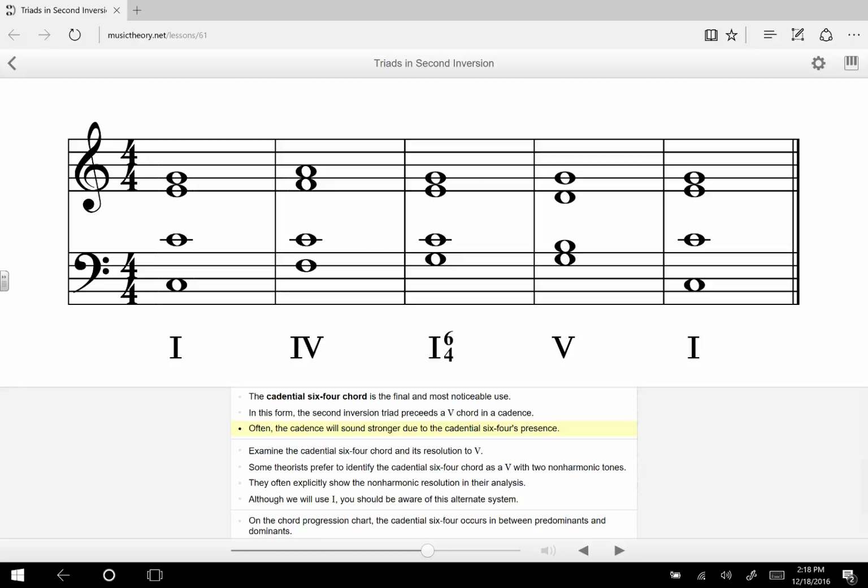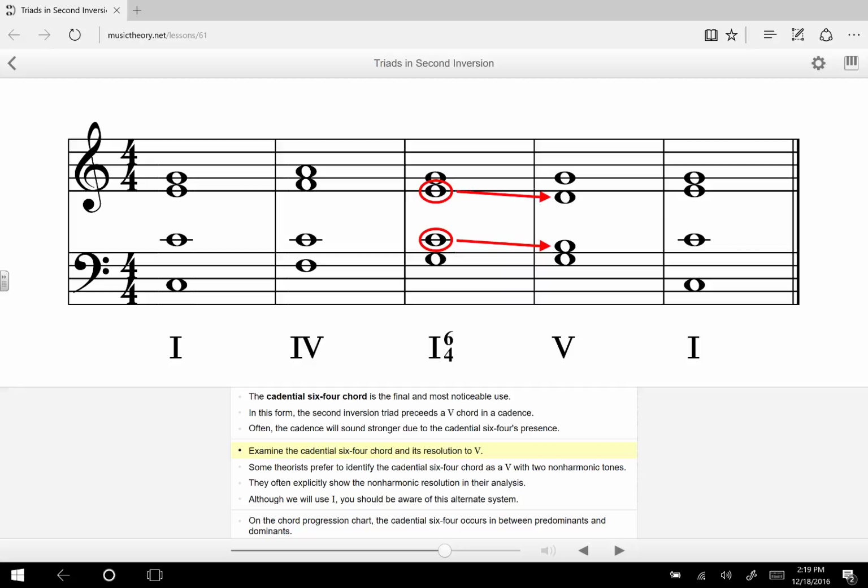So now, we're going to examine the cadential 6/4 chord and its resolution to 5. And there it is. We have the 1/6/4 to the 5 chord. We've kept the common tone in the same voice, in this case soprano, and we've moved the alto down to the nearest chord tone and the tenor down to the nearest chord tone. So that's our resolution to the 5 chord. That's how we're going to resolve the 1/6/4.